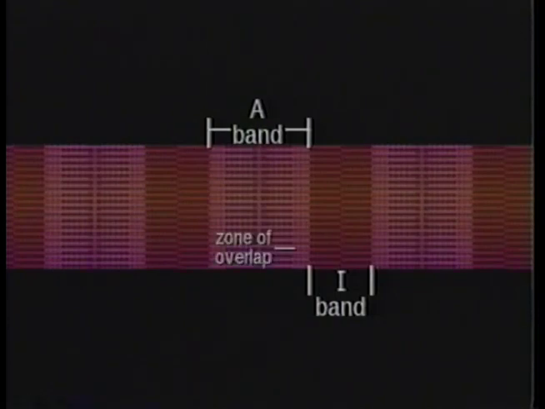Z-lines mark the boundaries between adjacent sarcomeres. Within a sarcomere, thick filaments are found in the A band. Thin filaments extend through the I band and into the adjacent zones of thick and thin filament overlap. The thick and thin filaments must slide past one another in order to make the sarcomere contract. Let's look more closely now at these filaments to see how the sliding is accomplished.